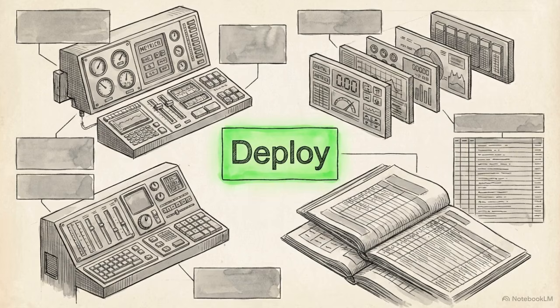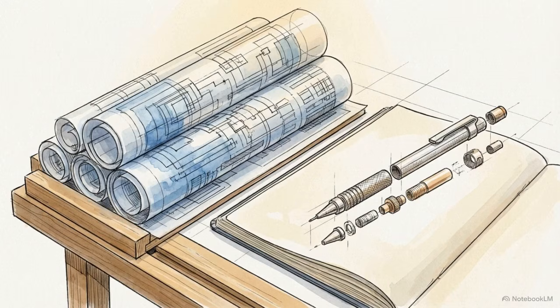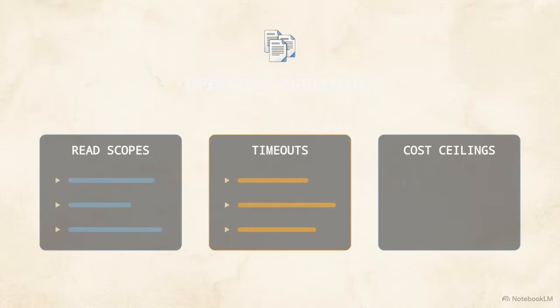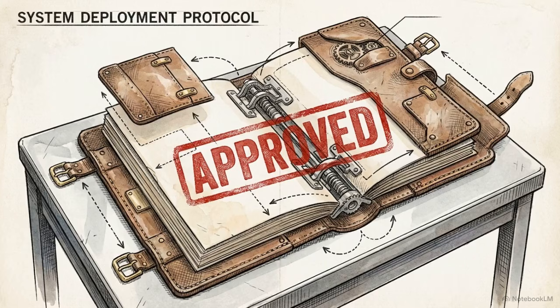Without this level of deep observability and strict recovery logic, you cannot debug or optimize the workflow. You have a system you can deploy, but you do not have a system you can operate. Building this system requires a specific implementation sequence. Before you write a single prompt, you must define your read scopes, set the timeouts, and establish your cost ceilings. This document is the agent's operating agreement. It acts as non-negotiable infrastructure policy, governing how the entire system behaves.